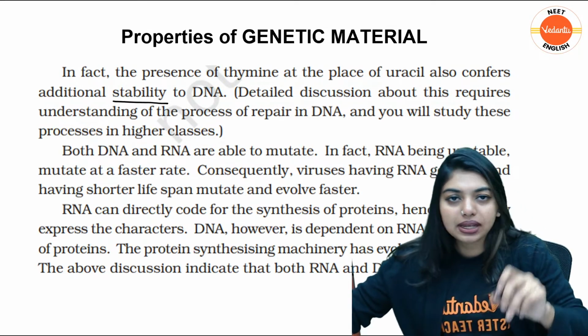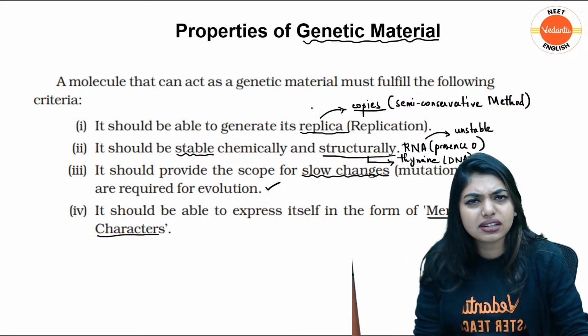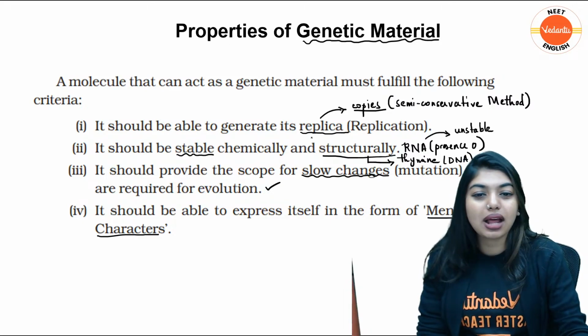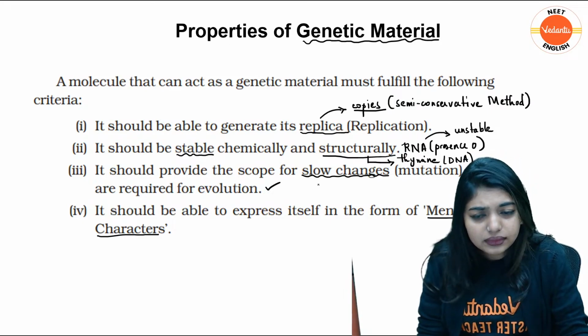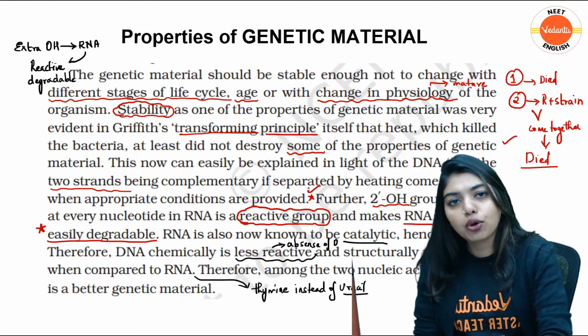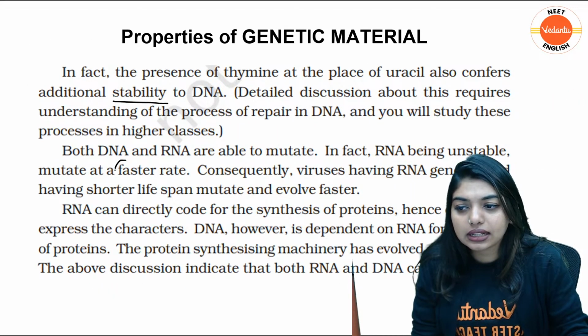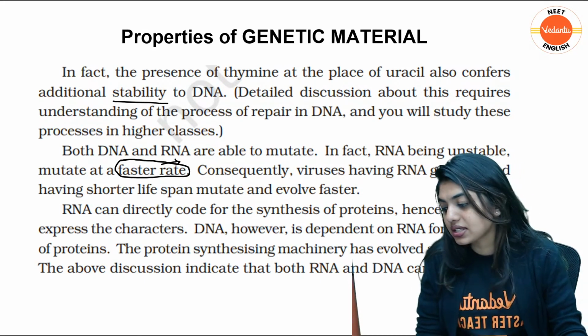So here, the criteria. First criteria is replication. Both of them can replicate. Second criteria is stable, chemically and structurally stable. RNA is not chemically or structurally stable, so here RNA will fail. Next one is mutation. Both of them can mutate, but the problem is RNA will mutate at a faster rate. This is again a negative advantage.